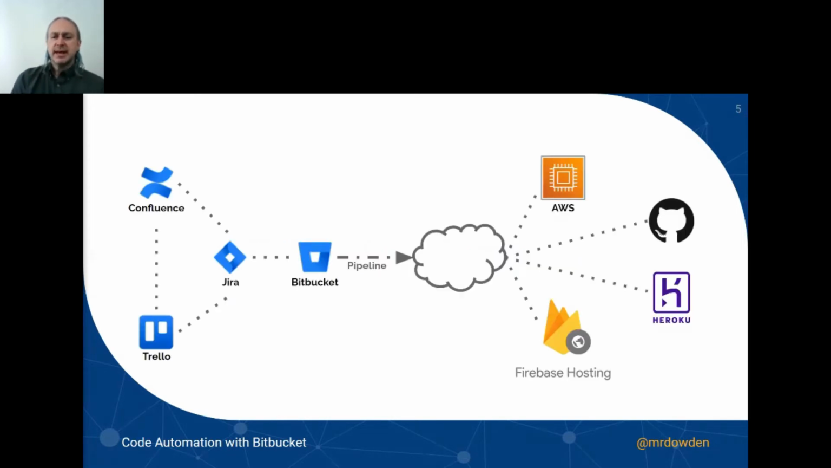So this is a sample ecosystem that closely resembles the one that I work and live in every day. We use Atlassian tools for our project management, our documentation, and collaboration. Our code is managed with Git using Bitbucket, and then we use pipelines to handle a wide range of tasks, many of which include moving code and apps out to other platforms, such as Firebase hosting, AWS, Heroku, GitHub, etc.